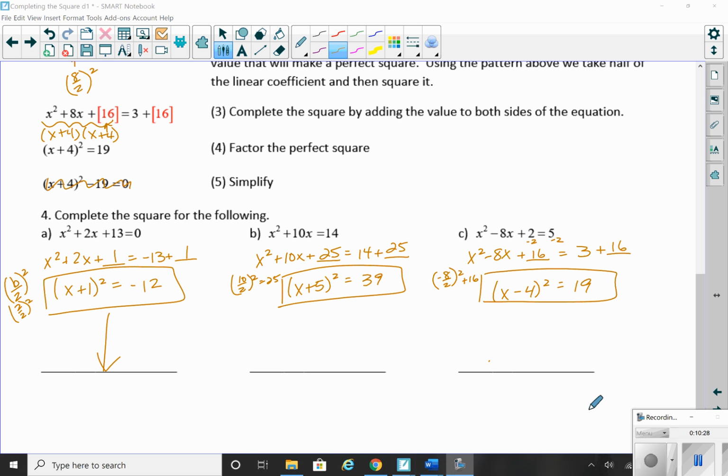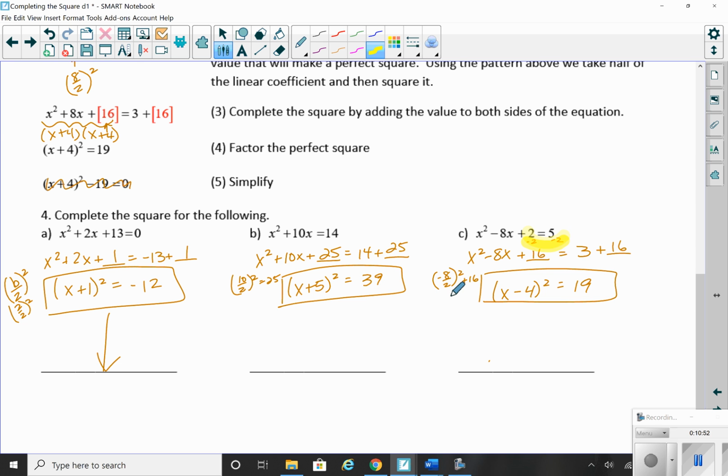Okay, so the problem in the middle, they had already moved the constant over. B is 10. 10 divided by 2 is 5. 5 squared is 25. So that's the number I'm going to add to both sides of my equation. I have then created a perfect square trinomial on the left side that I can factor into x plus 5, the quantity squared. In letter C, I had to move my constant over, so I subtract the 2 over.